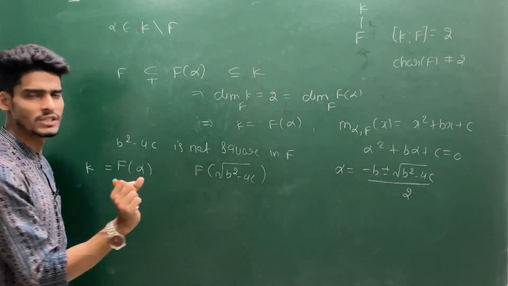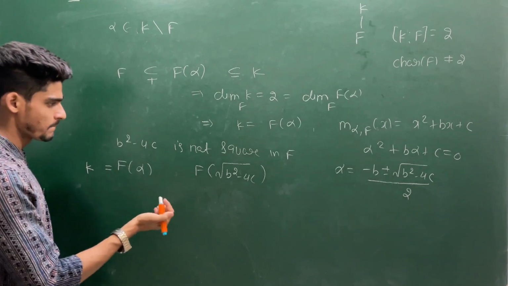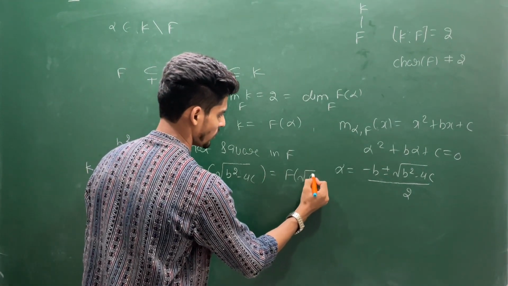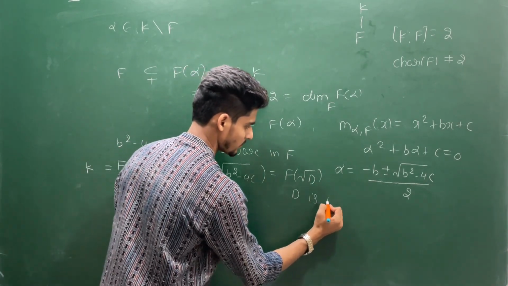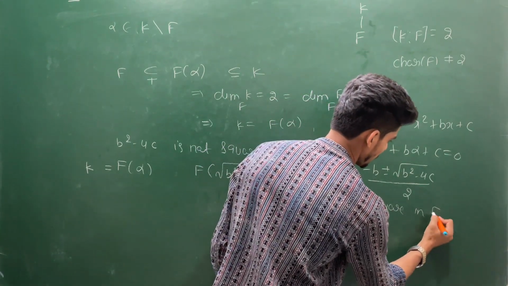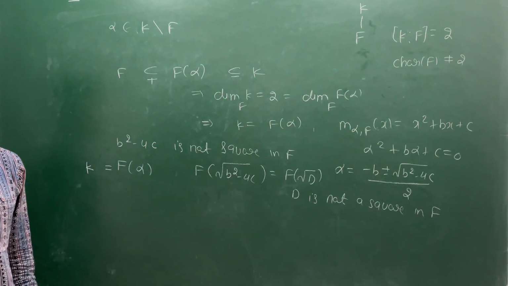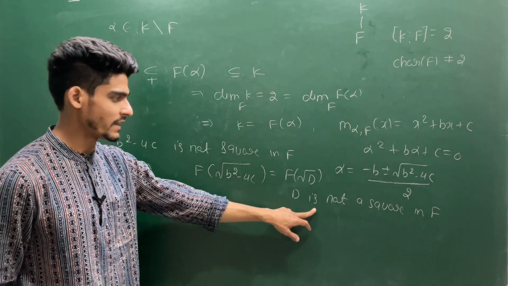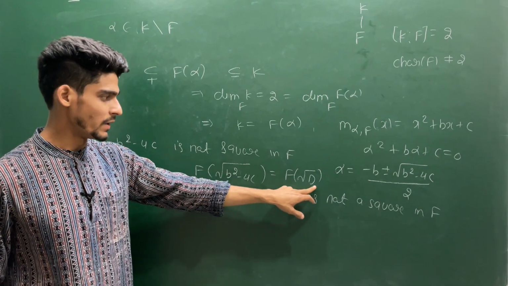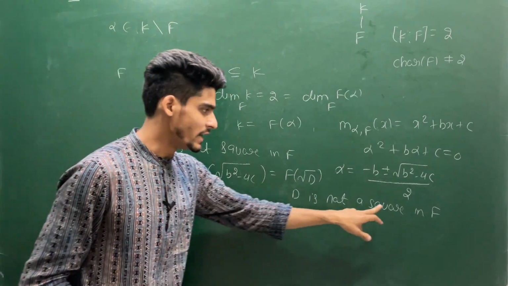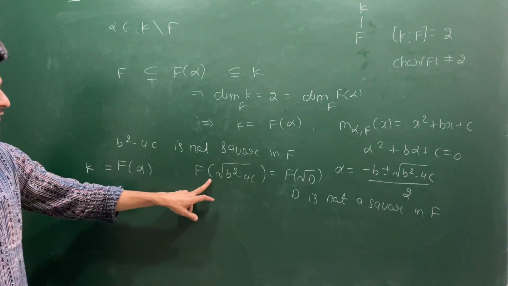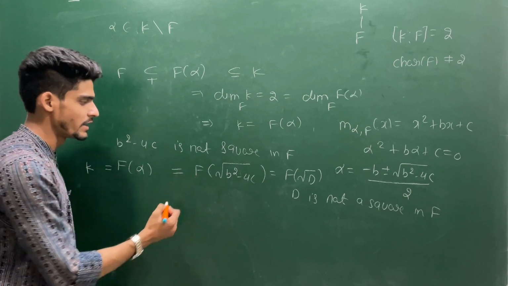This b square minus 4c is not a square. Can I say this is F(square root of d), where d is not a square in F? The same technique you use in case of field of rationals. If your F is the field of rationals, then in place of d, you will write d is a square free integer. So here I claim that these two fields are same.